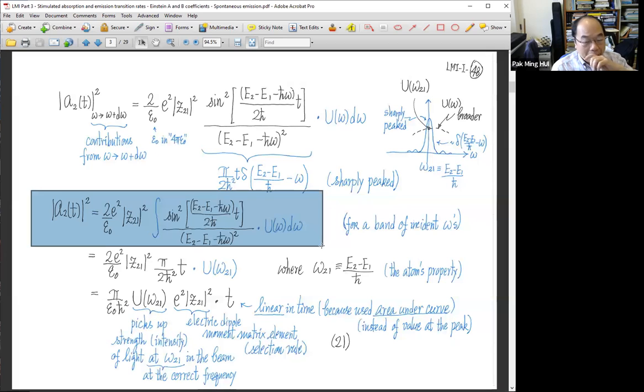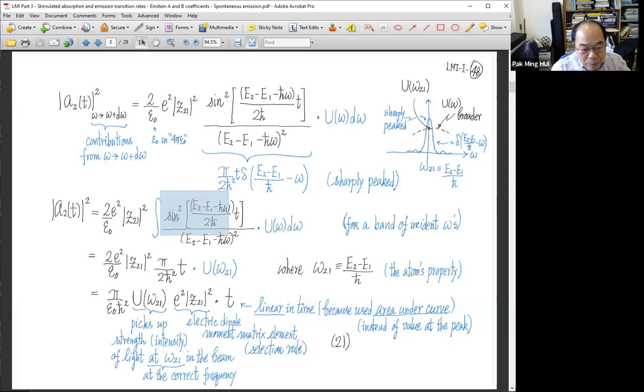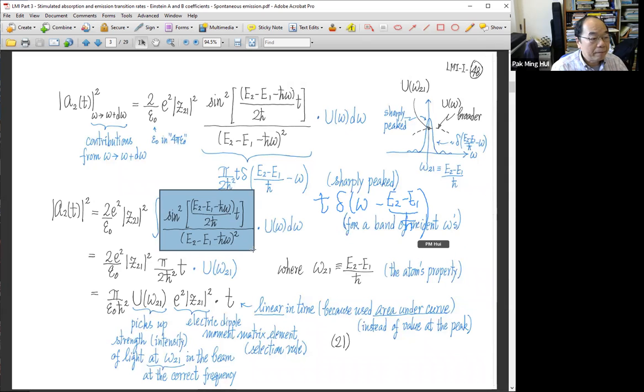The next step is very simple. Remember, we play with this f of omega, and we argue that it goes like t times a delta function of omega minus (E2 minus E1) divided by h bar. It is a delta function. Okay, so we can immediately do the integral because this is a delta function.